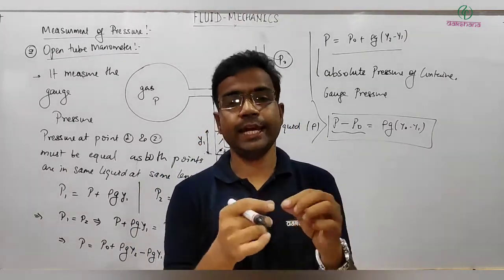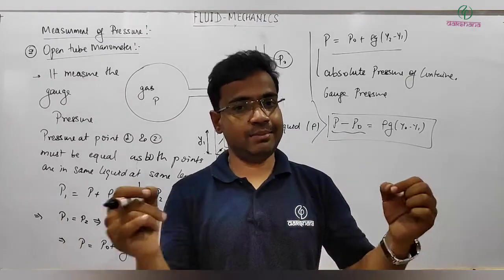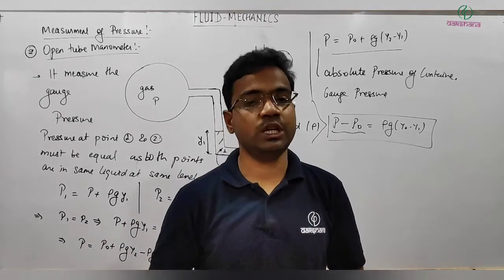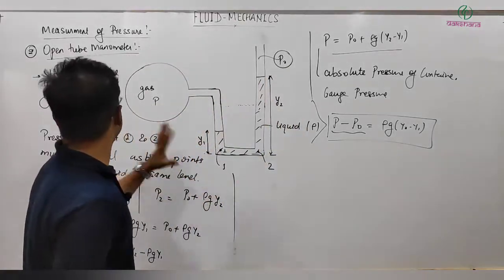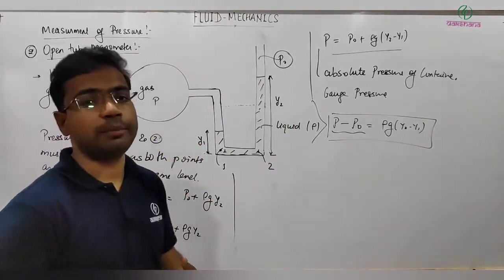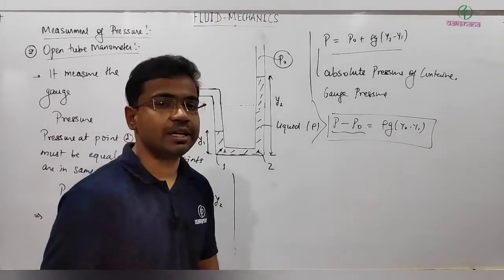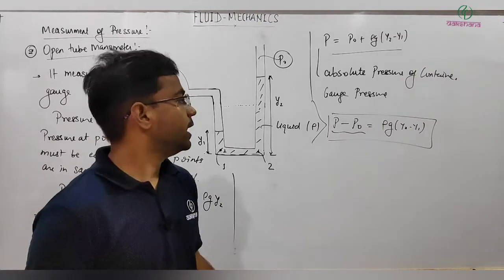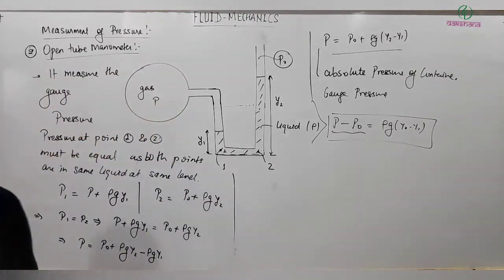So the concept that you need to remember while solving this type of problem is that in the same liquid, at the same horizontal level, the pressure at both points must be equal. I hope you understood. These are two pressure measuring devices. Let's see some applications, some problems based on it, because some good questions are formed on it, and that is normally asked in the exam. So let me explain those.